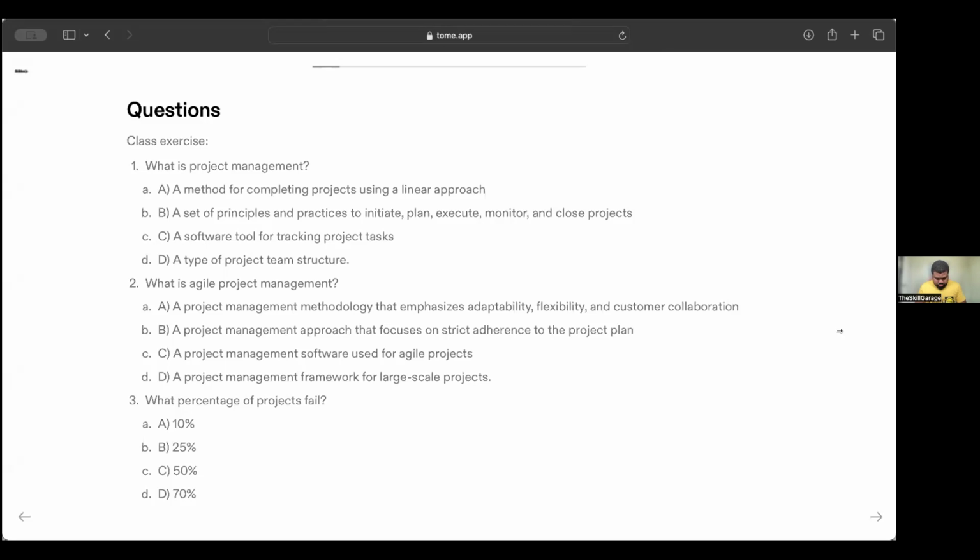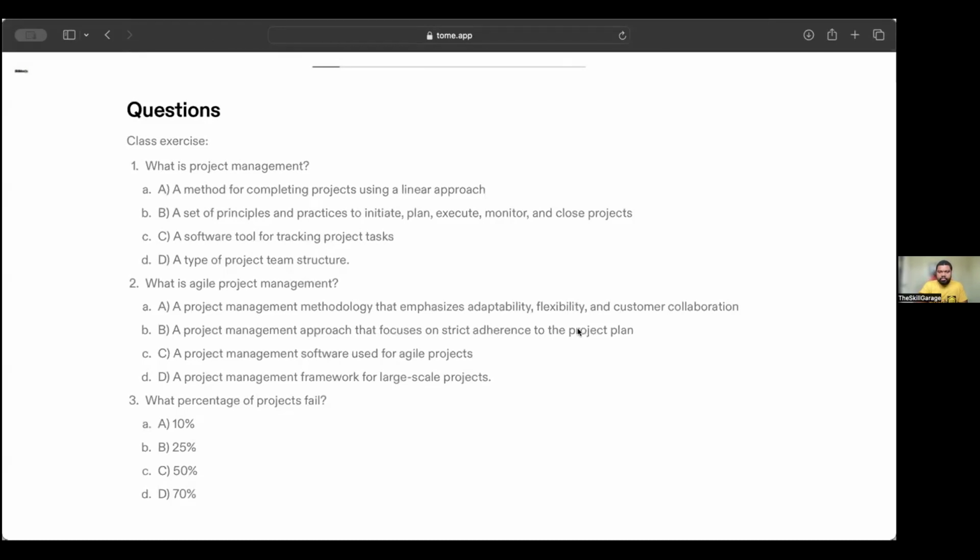Now, what is agile project management? Again, just take a stab at it. It doesn't matter what your experience is. Is it A, a project management methodology that emphasizes adaptability, flexibility, and customer collaboration? Is it B, a project management approach that focuses on strict adherence to the project plan? Is it C, project management software used for agile projects? Is it D, a project management framework for large-scale projects?